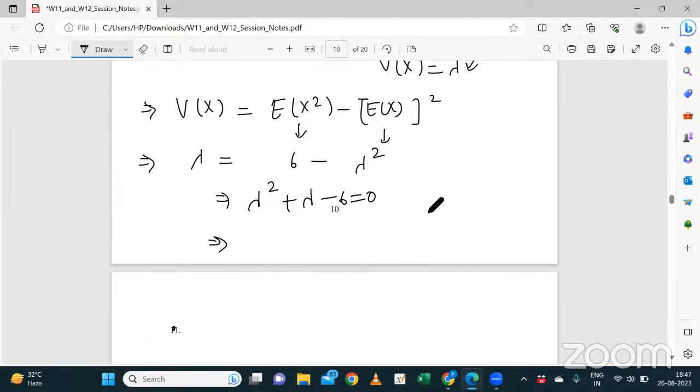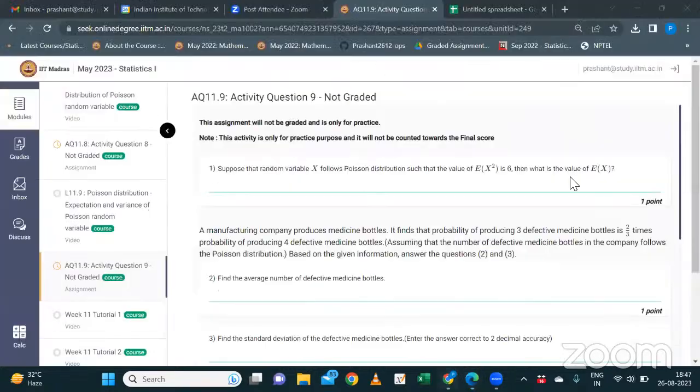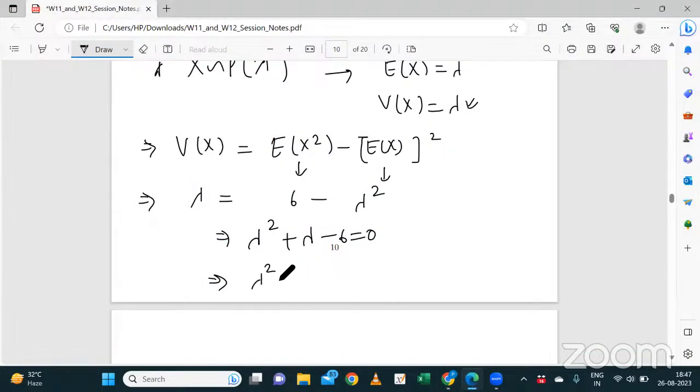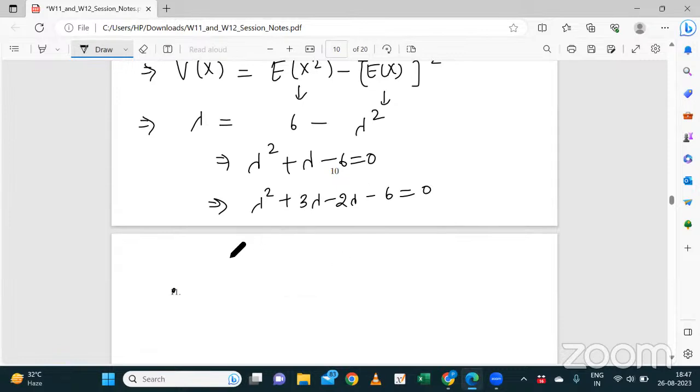Correct. Because we have lambda to find out, we have to find the value of expected value of X, and we know in case of Poisson distribution, expected value of X is the same as lambda. So here it will be lambda squared plus 3 lambda minus 2 lambda minus 6 equal to 0. We need to solve this quadratic.